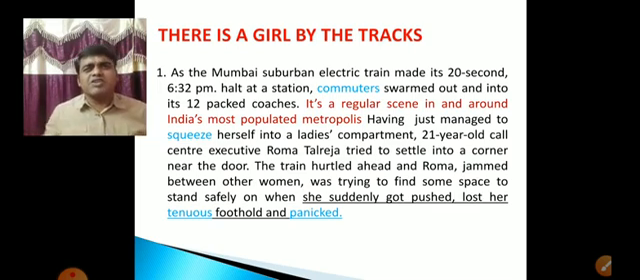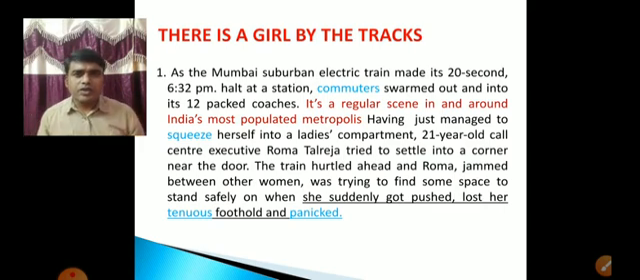This is the common scene. Those who have strength will manage to get inside, or else they will wait for the next train and travel in that train, children. So this is the regular scene, children. So in that regular scene, what happens there? Okay, have you got an idea, children? It's a regular scene in and around the most populated metropolis. What is the regular scene here?